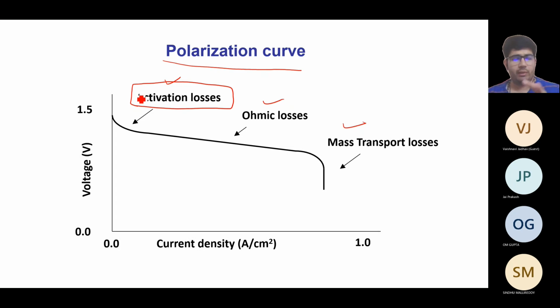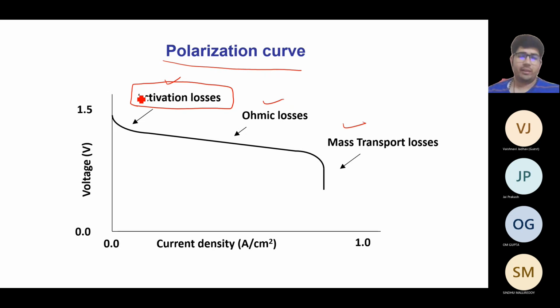Ohmic loss: suppose we are having some devices, and they have their resistance. The anode, cathode and electrolyte all have their material properties, and in the external electric circuit the wires, fittings and various things also have some resistance to the flow of electrons. So there will be ohmic loss. And for mass transport loss, as we increase the current density, if we are withdrawing more and more power from the cell, more and more electrons or ions are involved, so there will be mass transport losses.